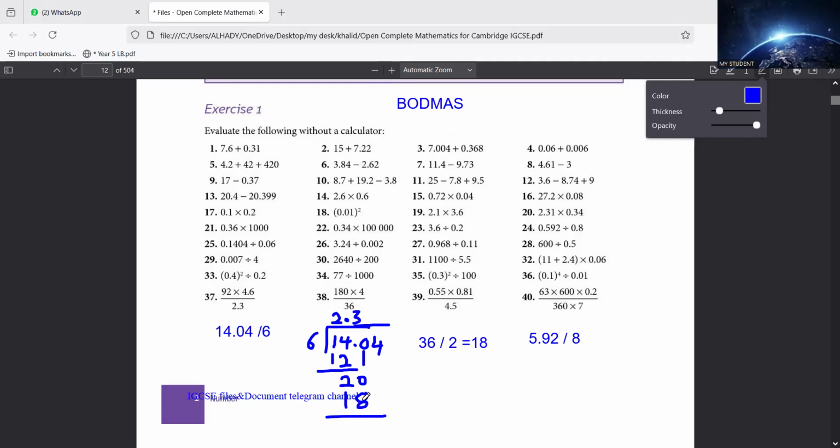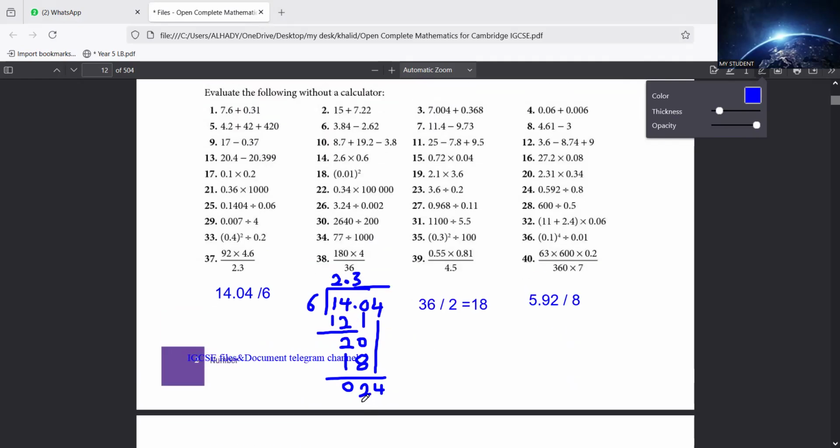The remainder is 2. Then we bring down the 4. Do we have 24 in table 6? Yes, we do. So we write the 24 itself. And that's equal to 4. And there is no remainder. Remainder is 0. This is how we do the division. Whenever we're dividing by a decimal, the first step, we remove the decimal point by multiplying both numbers.